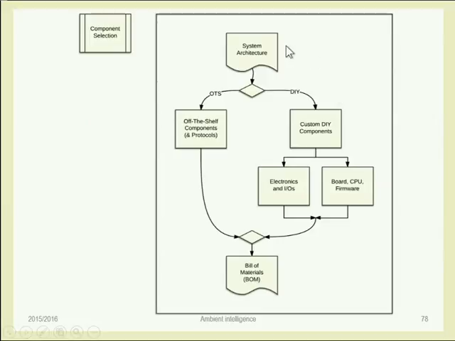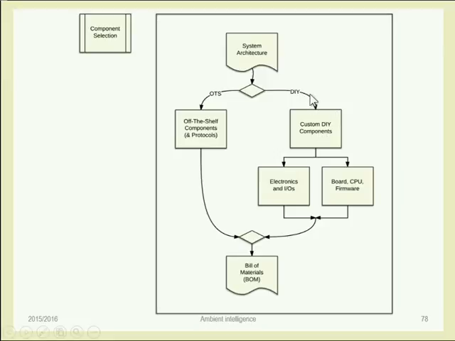Actually, I could go into more detail with some sort of flow chart. We start with system architecture, so the general picture with all the nodes, and we want to have at the end a bill of materials, so a list of items to purchase or to get for building the system. We have some components that are off the shelf, and some components that we need to build ourselves.